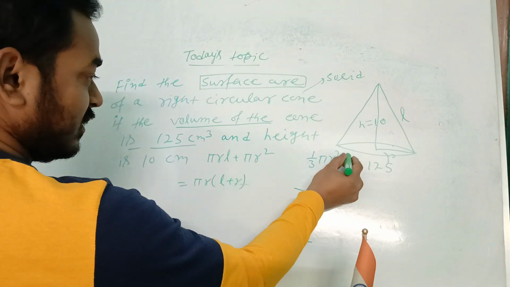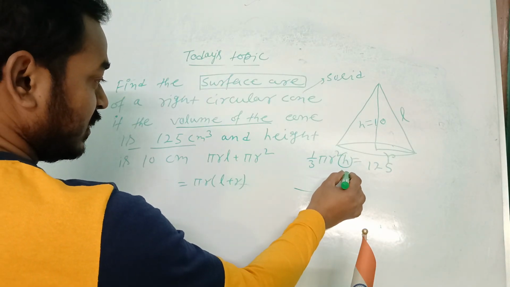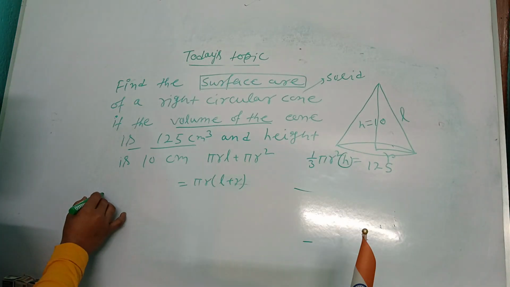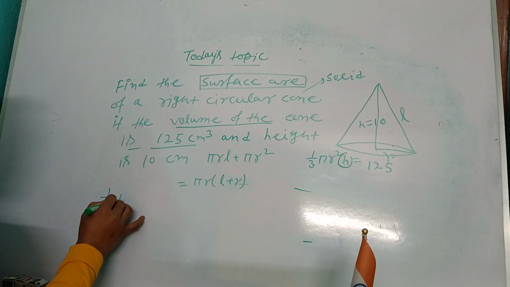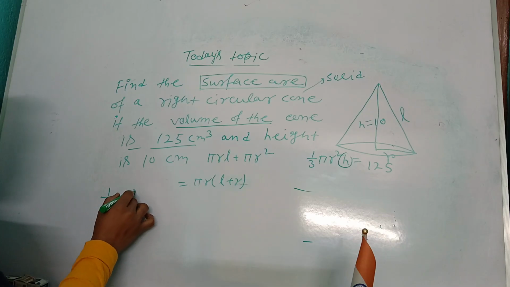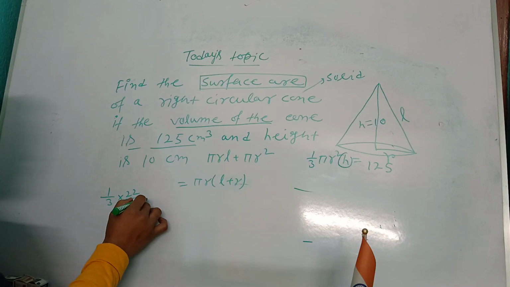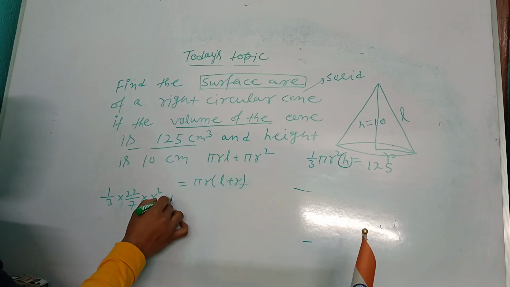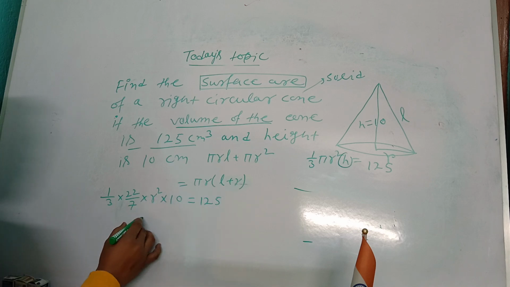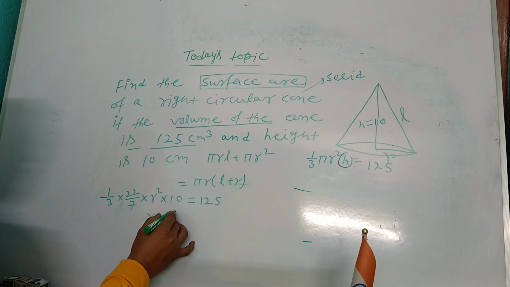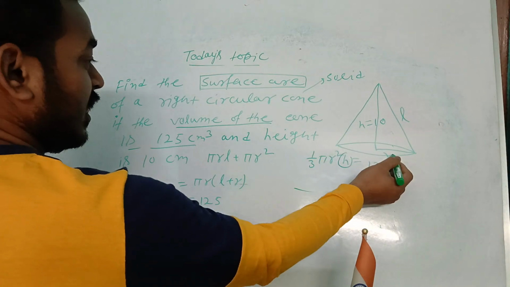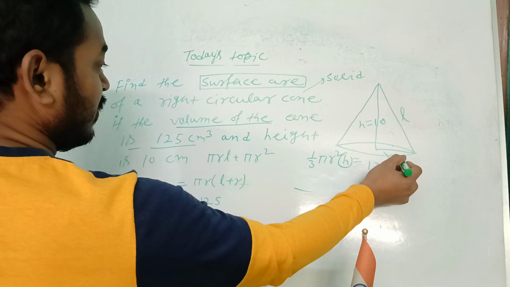From here h is known. Put the value of h, 10. So we can rewrite it: 1/3 pi, and pi is 22/7, into r square into 10, equals 125. From here find the value of r. So h is known, and you are getting some value of r.